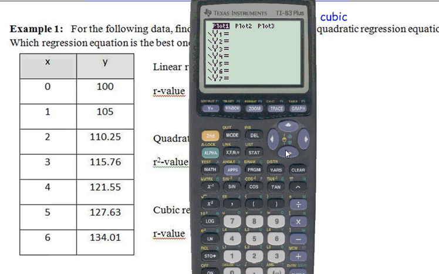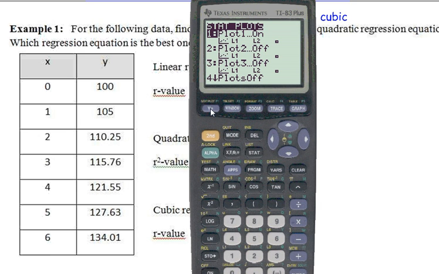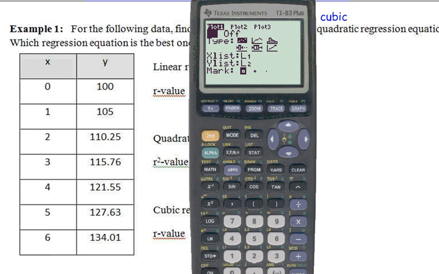Okay, the other way is second y equals. Well, you can also turn on your stat plots there. And you go, turn it on. Okay, so now if you've just did that, push Zoom 9 again, you should see your points.